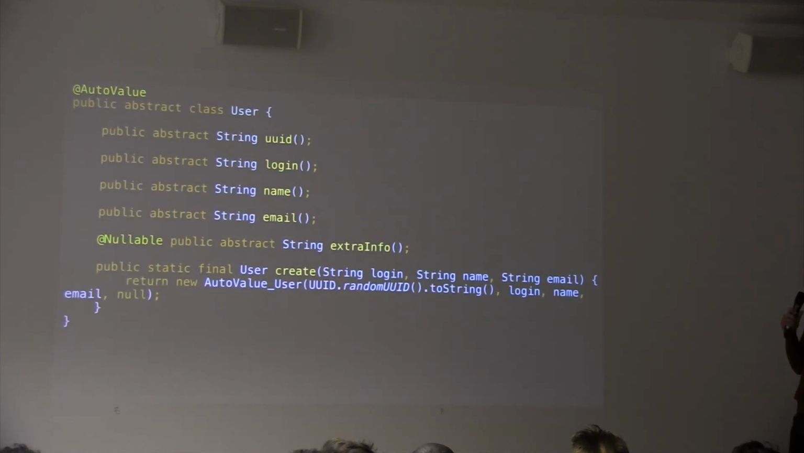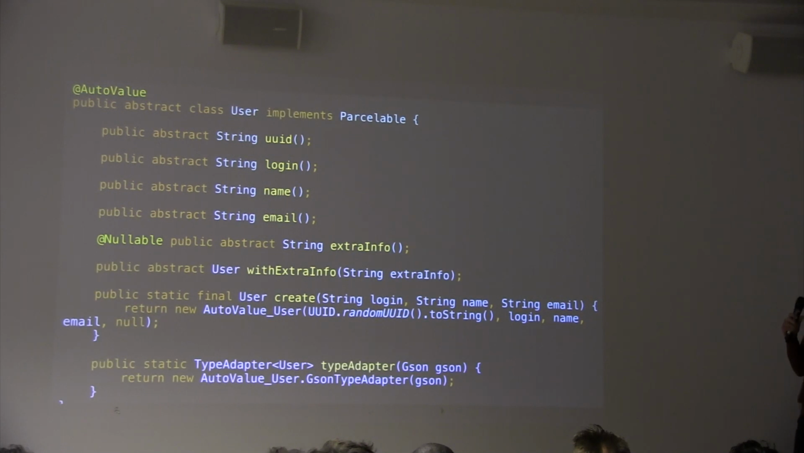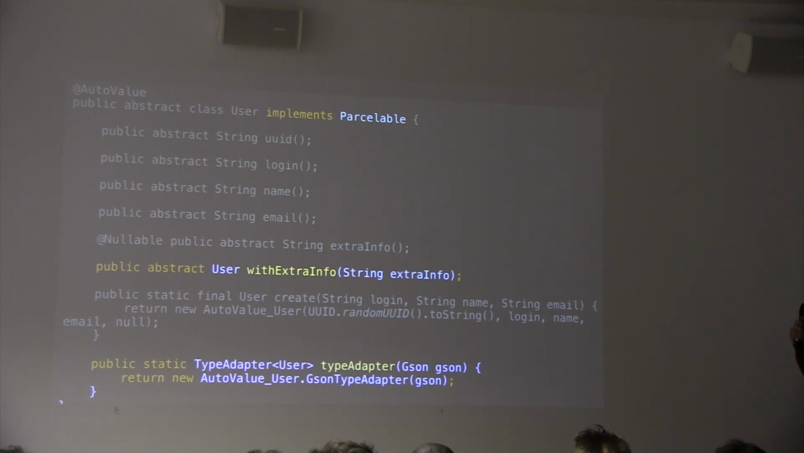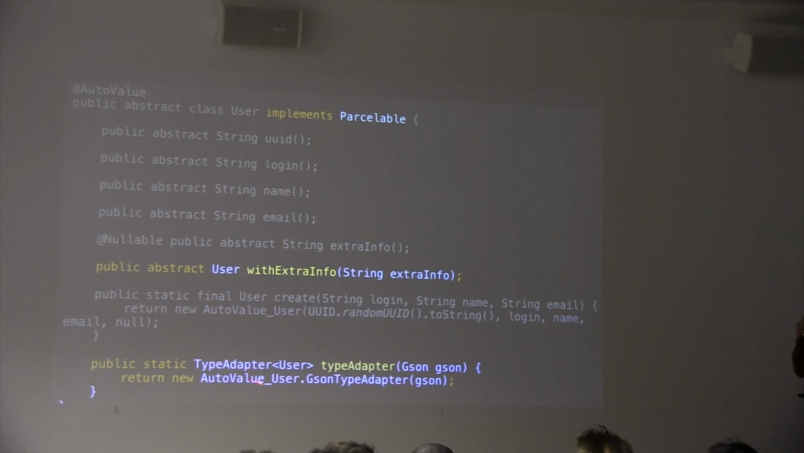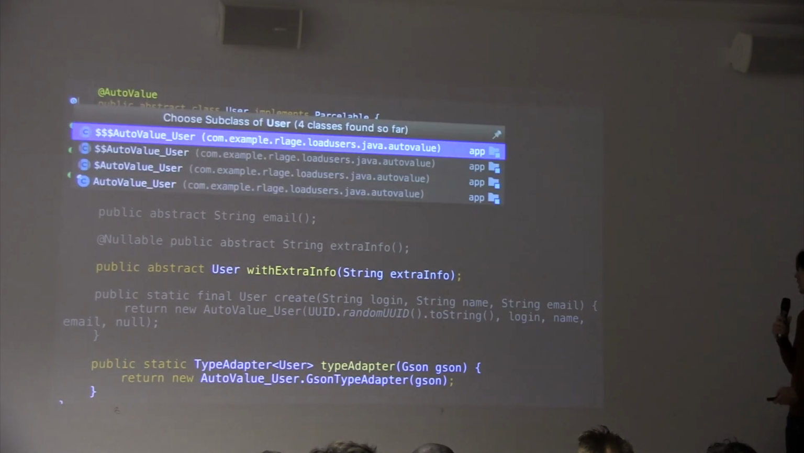So now our user class basically just needs this information added to it. You need to declare that it implements Parcelable. You expose an abstract method here with extra info to generate the code for copying this class with different extra info. And you can return the generated type adapter via a static constructor that you need to set then in your JSON builder. What AutoValue is then doing, with the plugins, is creating automatically for you four different versions of this class, four different implementations of this class, one for each plugin.